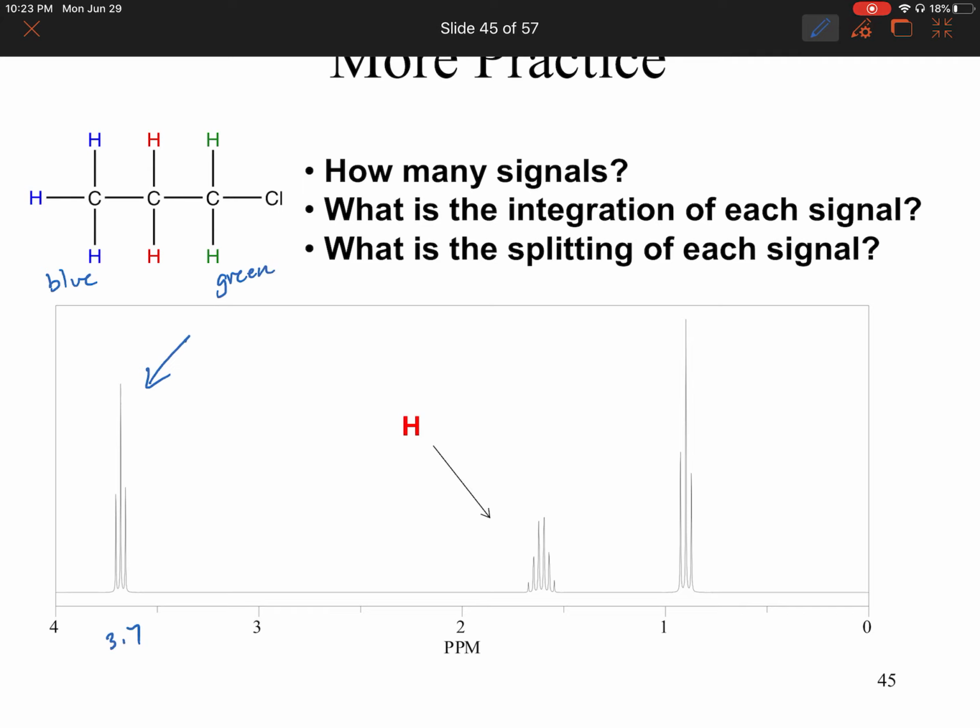And hopefully we realize that that one's going to be the green hydrogen, right? Because it's next to the chlorine, right? And that chlorine has a de-shielding type of effect. So I hope that kind of clarifies and really puts all of it together for you, right? Kind of brings it all together for you.